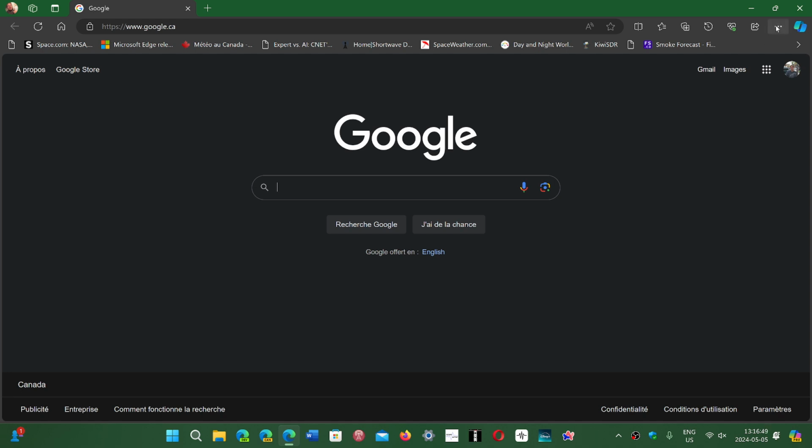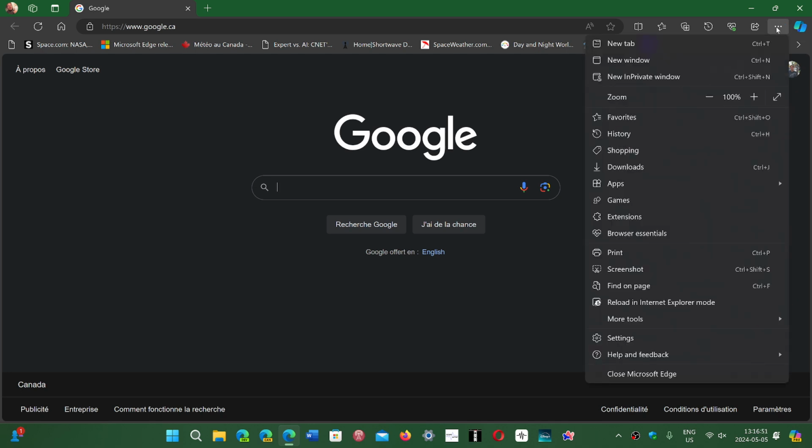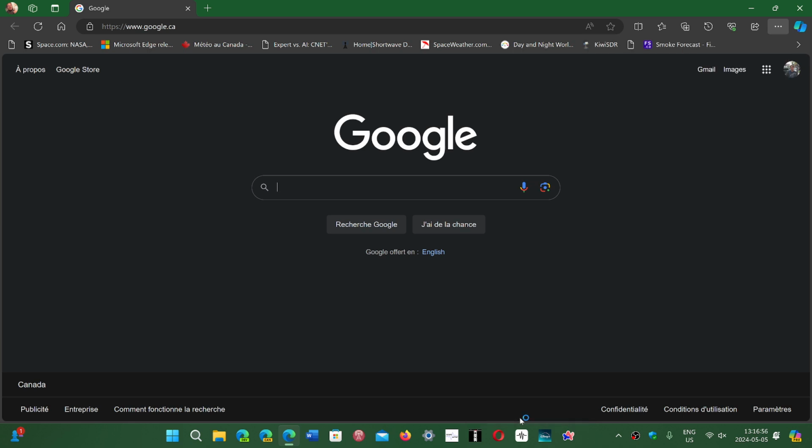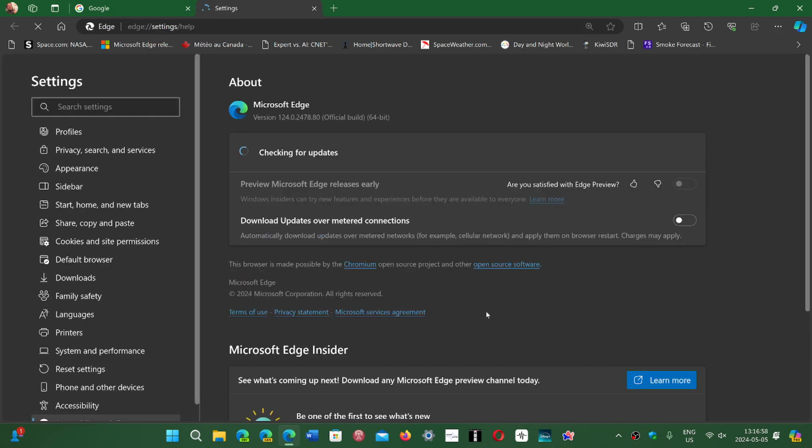If you go to the upper right corner, three horizontal dots, you go to Help and feedback and About Microsoft Edge. You will be sent to version 124.0.2478.8. And of course, this fixes the two high severity security flaws that were discovered for Chromium.